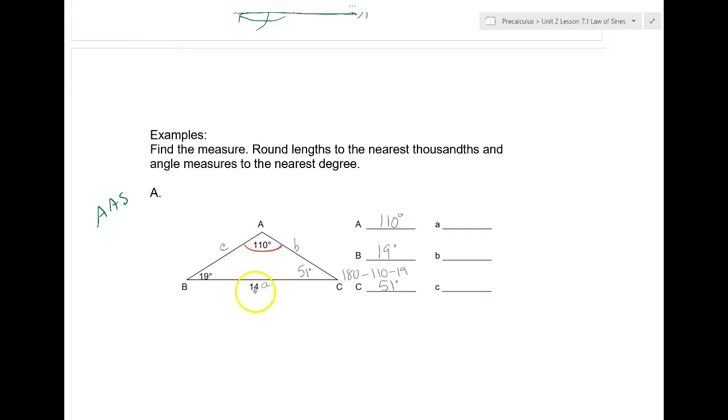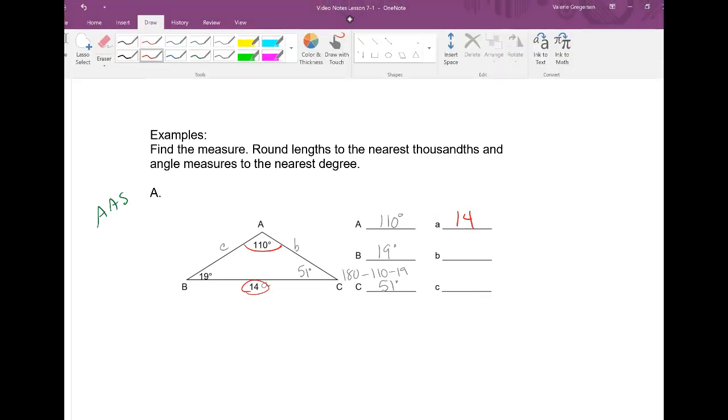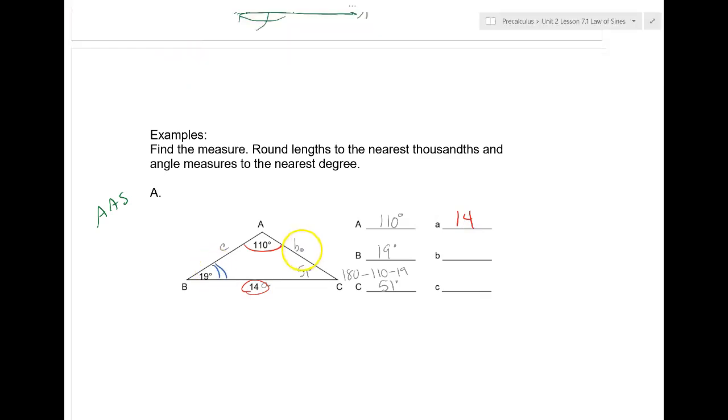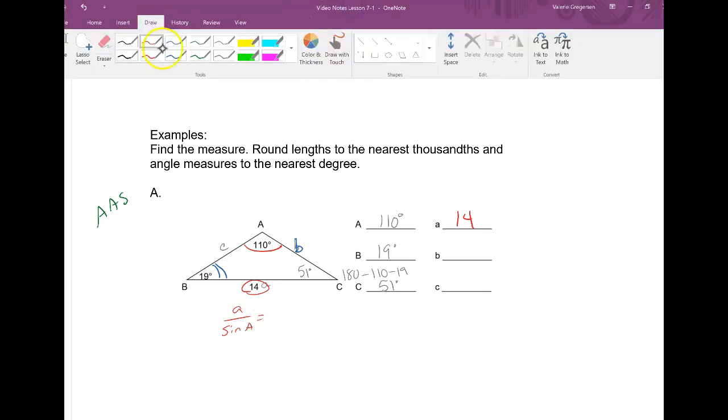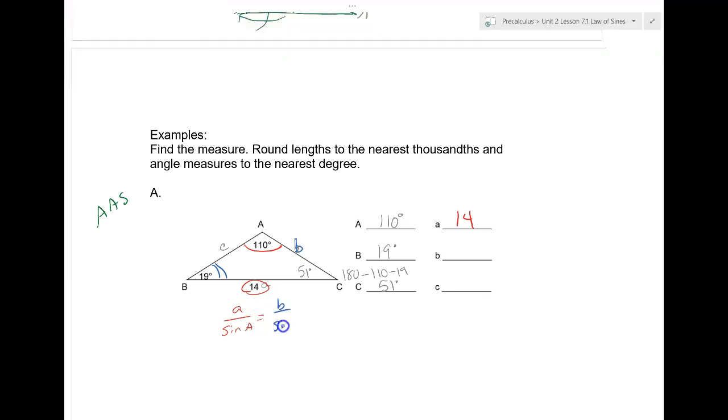I know angle A goes with side A, which is right here, 14. I know angle B will go with side B over here, so I'm going to change that to blue. How about if we solve for that first? Now remember, I just need one angle and its opposite side and another angle and its opposite side to write the proportion. So here, A is to sine A as side B is to sine B. That's using the law of sines. Now again, I only picked the two I need.